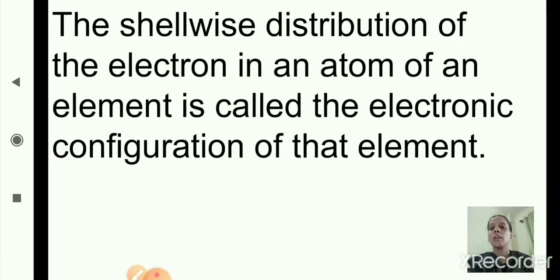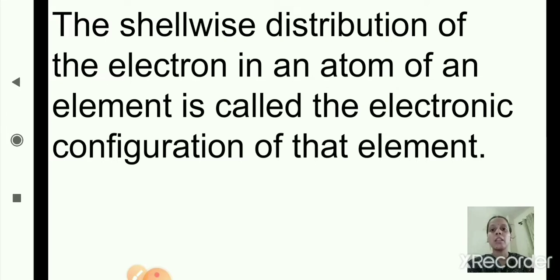Yes, what is the meaning of electronic configuration? Electronic configuration means the shell-wise distribution of the electrons in an atom of an element is called the electronic configuration of that element. Shells that you know: K shell, L shell, M shell and N shell and so on. So, the shell-wise distribution of the electrons in an atom of an element is called the electronic configuration of that element. In the previous session, we have studied few of the atoms and their electronic configuration.